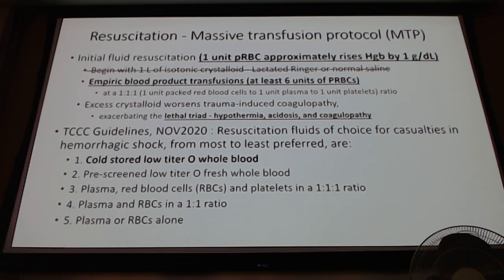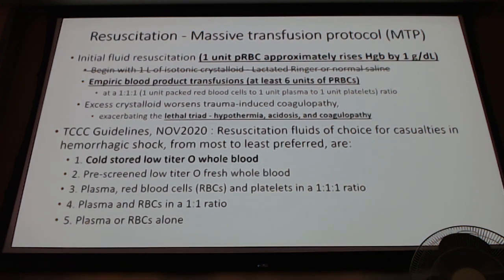This is really important. If we give 1 unit of packed red blood cells, their hemoglobin should rise by 1. So if their hemoglobin is 6 and we give them 1 unit of packed red blood cells, their hemoglobin should go to 7. That is the normal exchange rate.